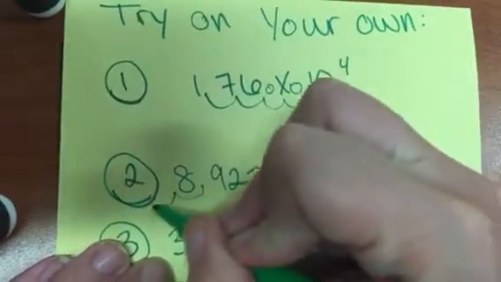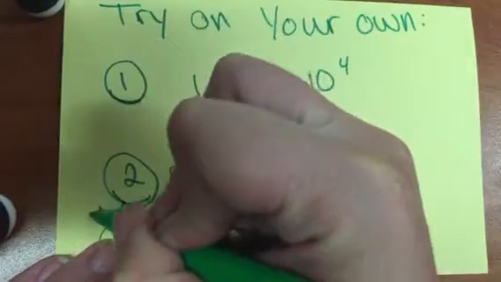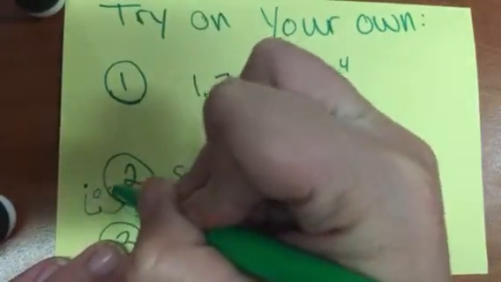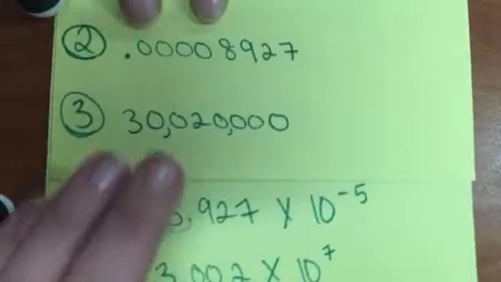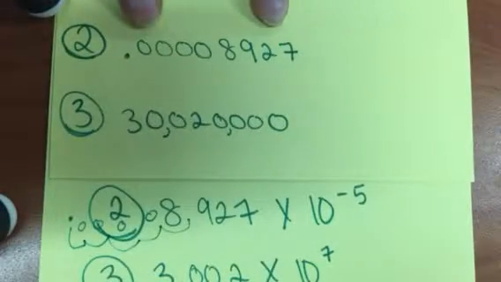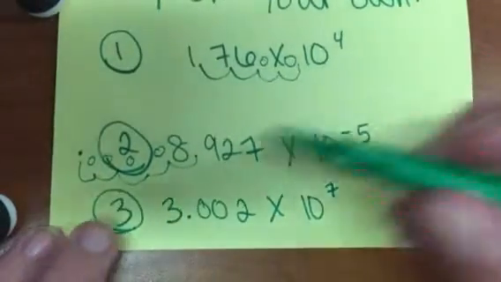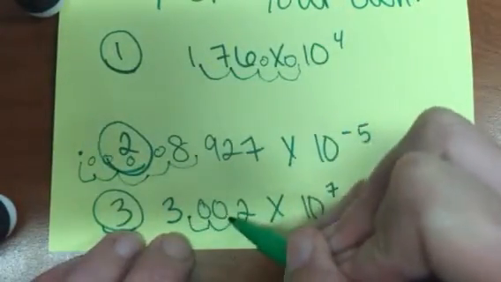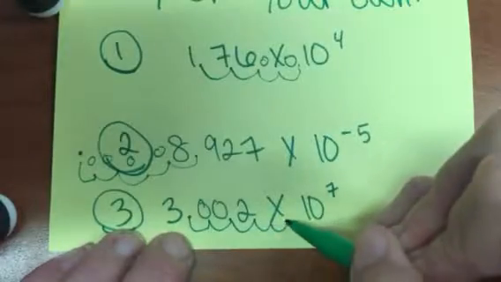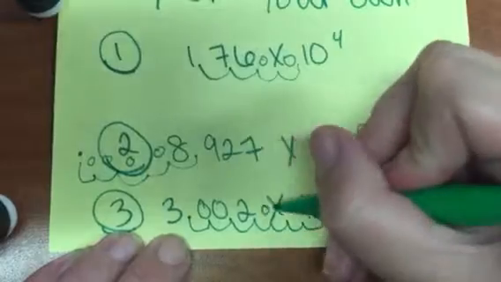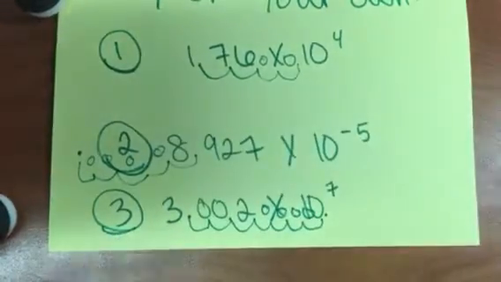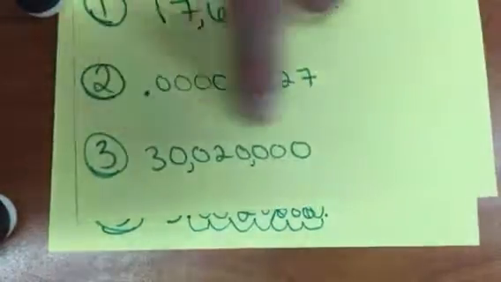We've got 1, 2, 3, 4, 5. My decimal goes there, and 1, 2, 3, 4 zeros. So my answer is right here: 0.00008927. And on this one, we moved it 7 times: 1, 2, 3, 4, 5, 6, 7. As we've said, it's okay to count out loud or write numbers. So we added 4 zeros, and there it is.